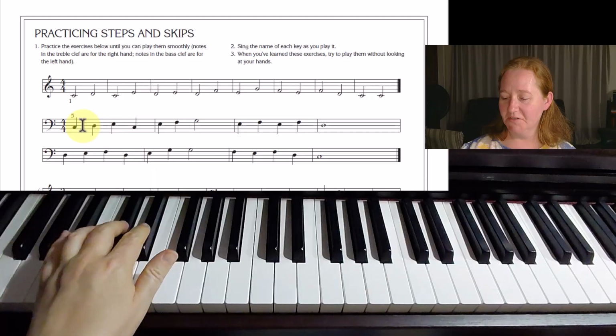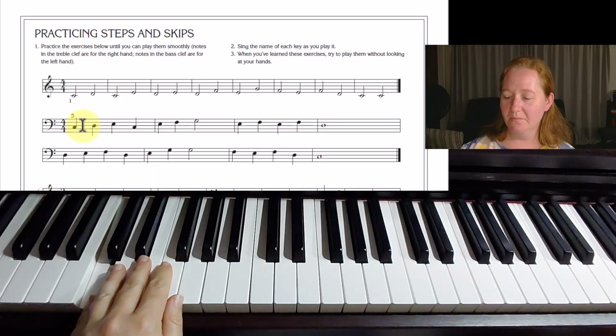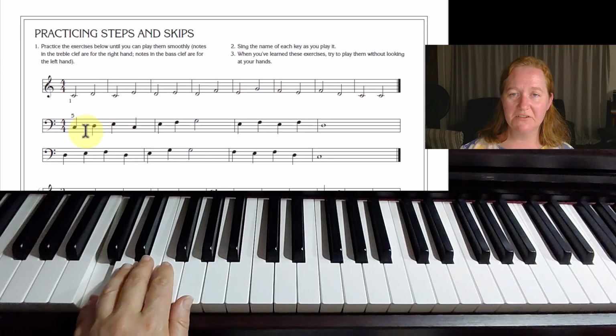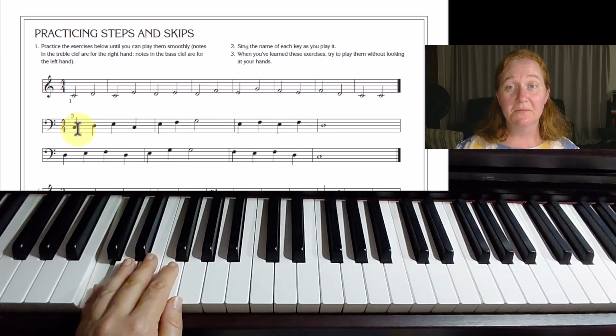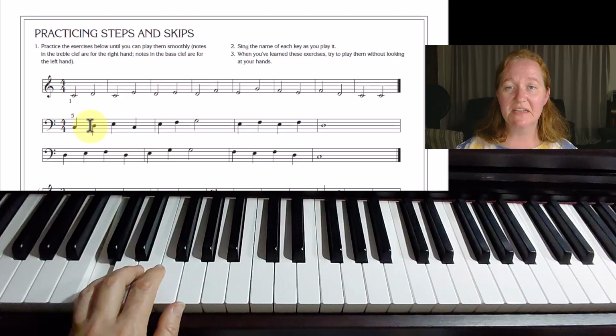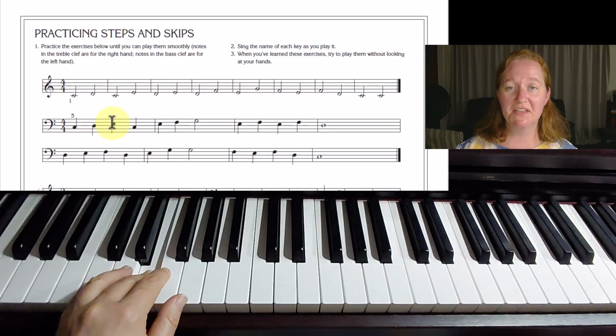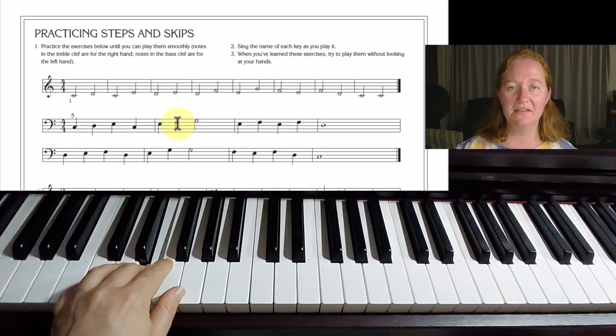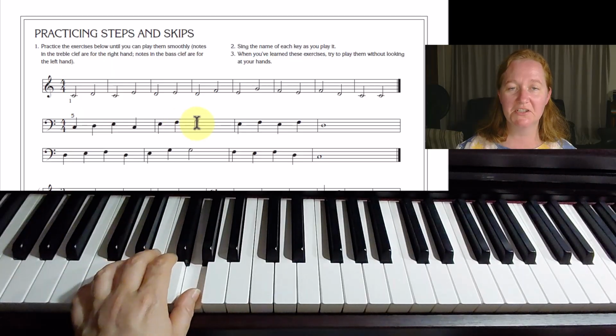So it's C. So just below the two groups of black notes, or the two black notes, just going to the left, just below it. Okay, so we're going to start on the C. So C, and then we step up to the D, step up to the E, skip down to a C, skip up to an E, step to F, step to G.